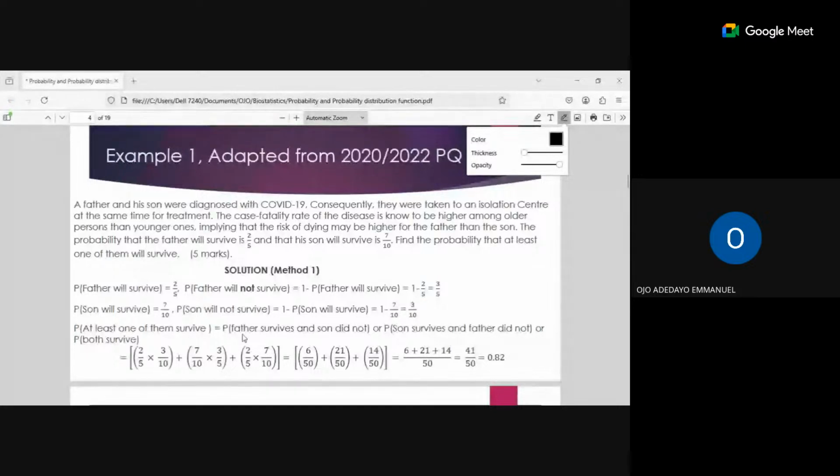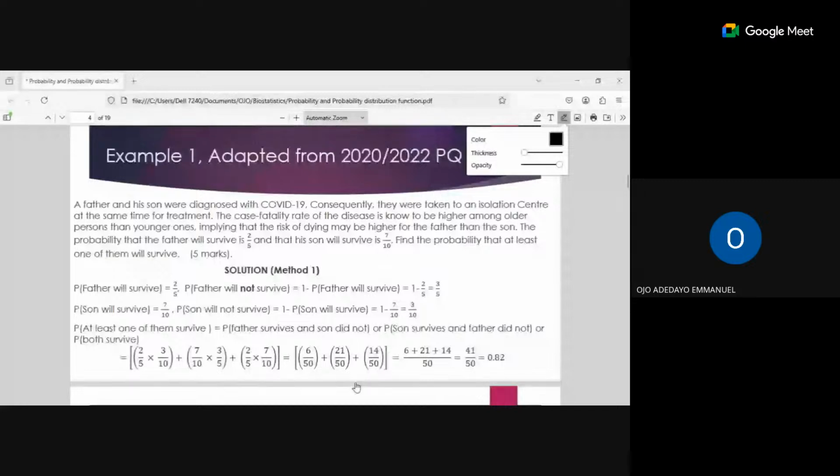So we have addition. You can find the LCM. The LCM is 50. 50 in 50 is 1, 1 multiplied by 6 gives 6. Plus 50 in 50 is 1, 1 multiplied by 21 gives 21. Plus 50 in 50 is 1, 1 multiplied by 14, we are going to have 41 over 50. Which is 0.82. That is the first method.